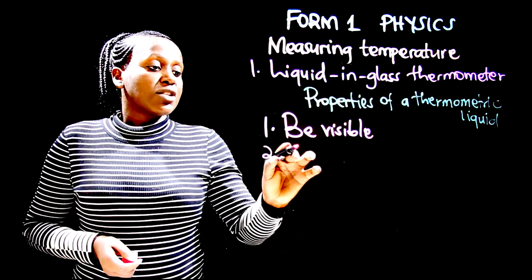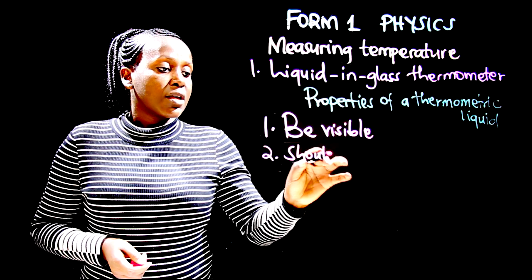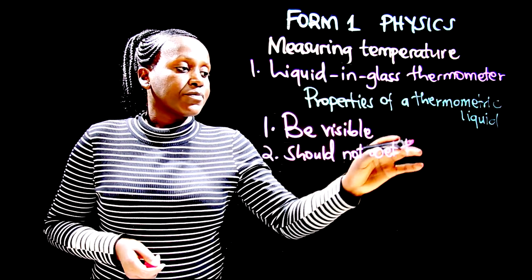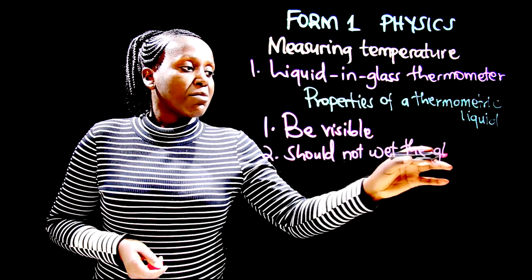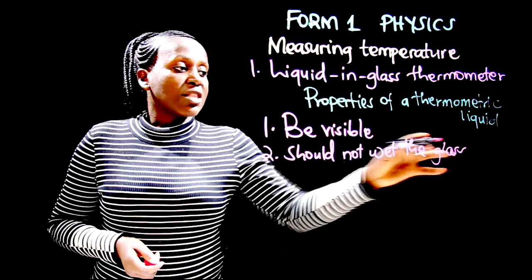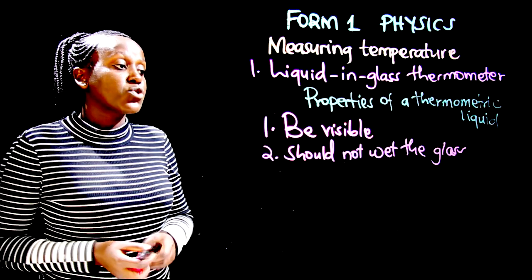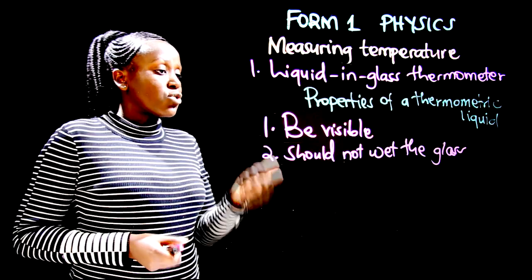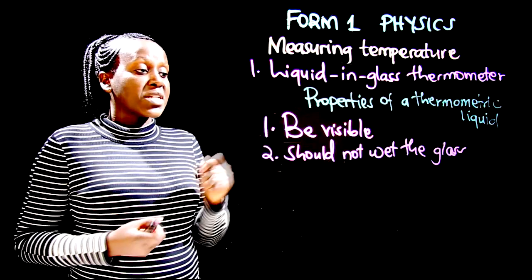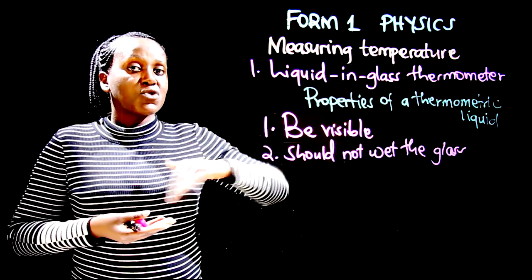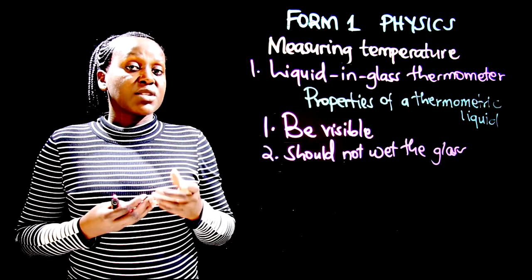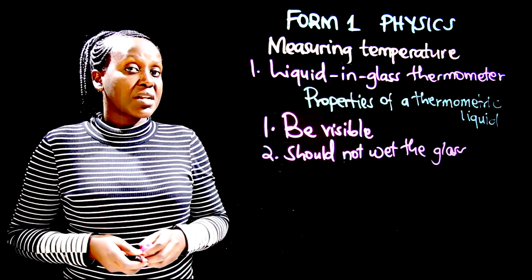Number two, it should not wet the glass. Remember the thermometer is made of glass. The liquid that we use should not wet the glass, because if it does, it is going to leave traces of itself along the glass, and that means you are not able to take accurate readings.